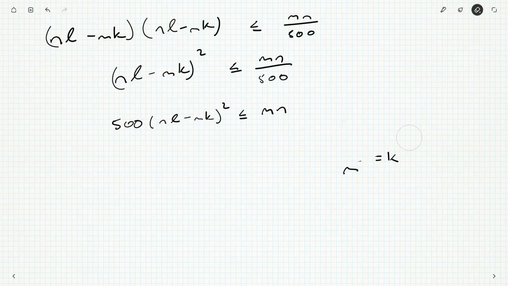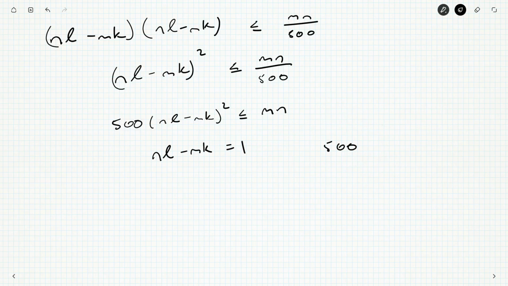What's the next smallest? I could have 1. So if nL minus mk, if that were equal to 1, then I'd have 500 has to be less than or equal to mn. But of course, for this to be true, I would need the GCD of m and n to be equal to 1.